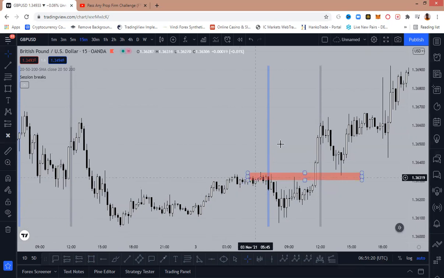So the only time that we can say structure has been broken is if price takes out this high, which it did at this point or this point here. So at this point, we could now start saying, okay, now we can start looking for buys. But we saw that the transition started from down here.